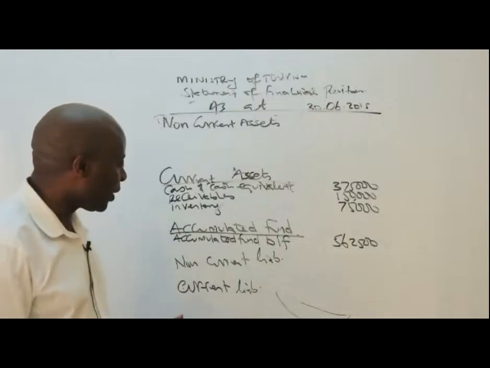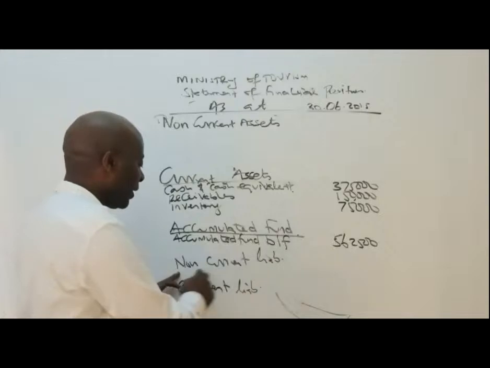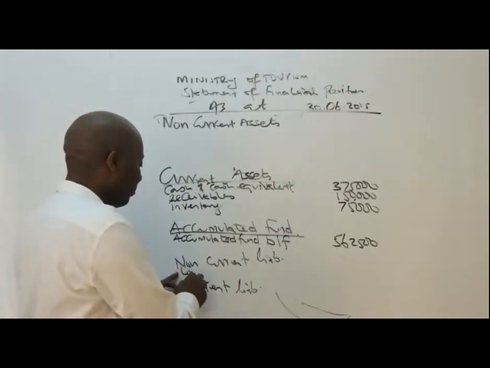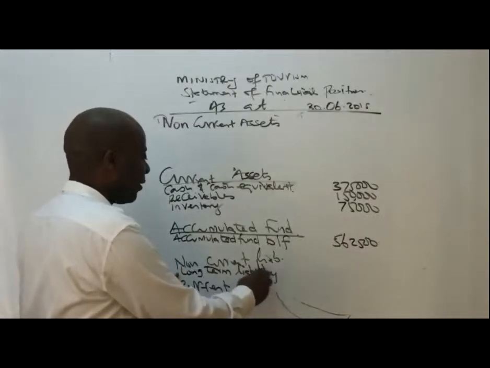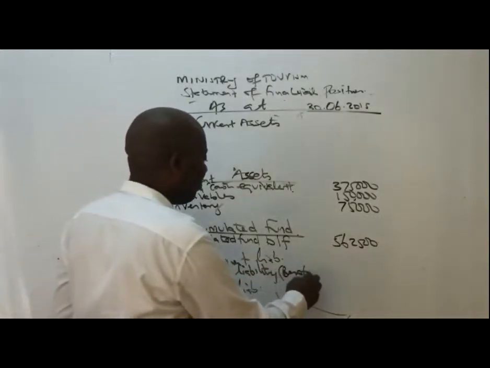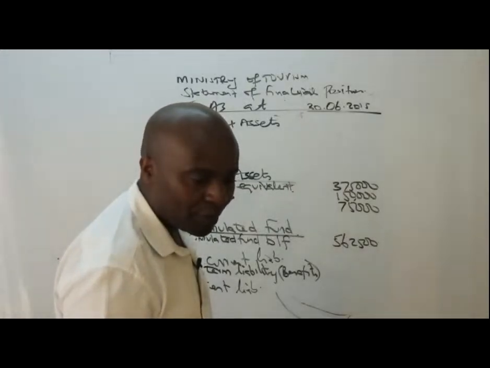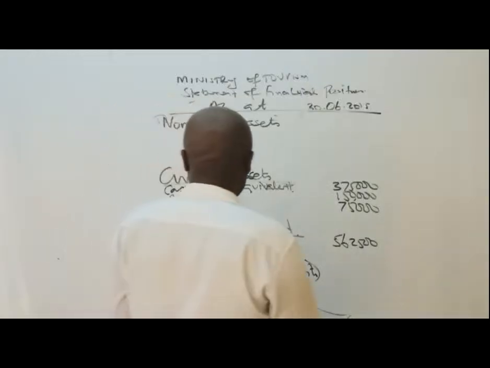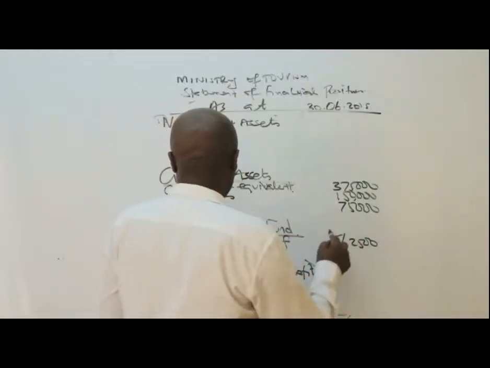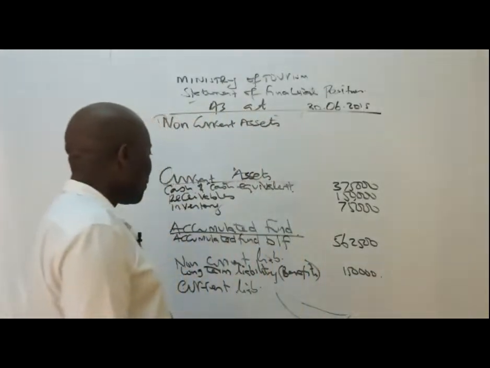They're telling me, ladies and gentlemen, that long-term liability has to come under non-current liability. So we have here long-term liability for benefits. How much? $150,000. Thank you very much. Now, after that, ladies and gentlemen, do we have any other thing?